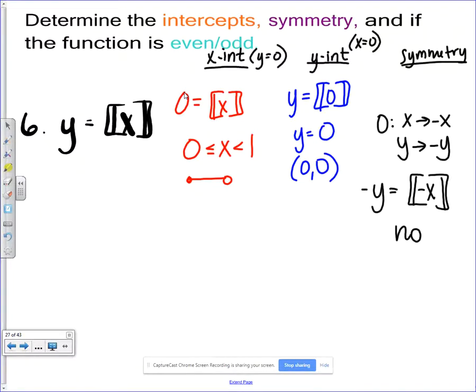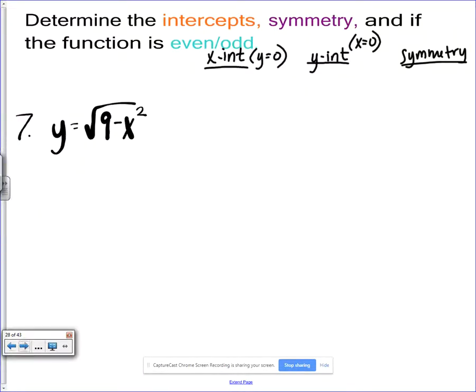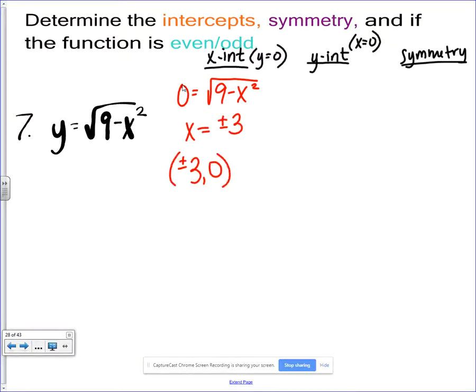Let's do a square root function. If I want to make this thing have a y-intercept or an x-intercept, the y has to be 0. So you probably can just look at it and tell me what the x would have to be. Or, okay, so I have plus or minus 3, 0. If you wanted to, you could square both sides, you could subtract the 9, you could divide by the negative, and then take the square root, and you still would get plus or minus 3.